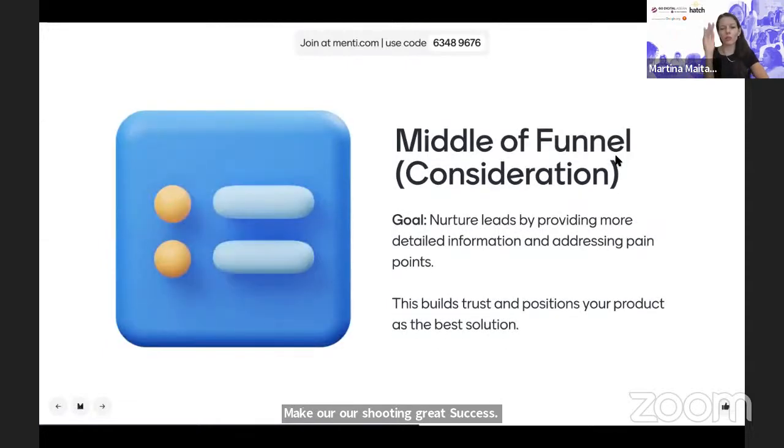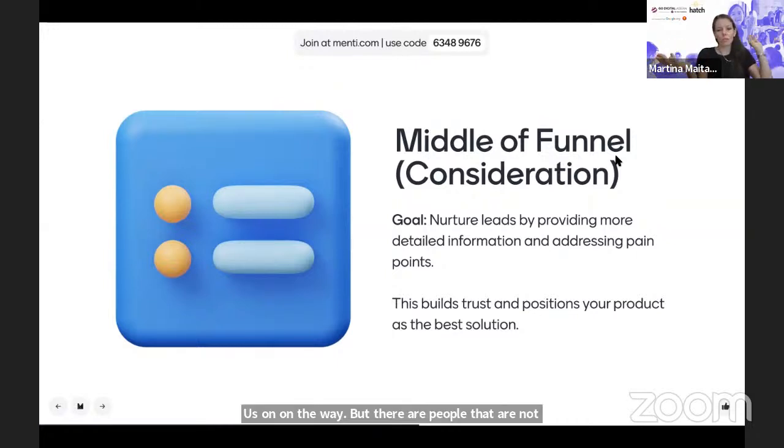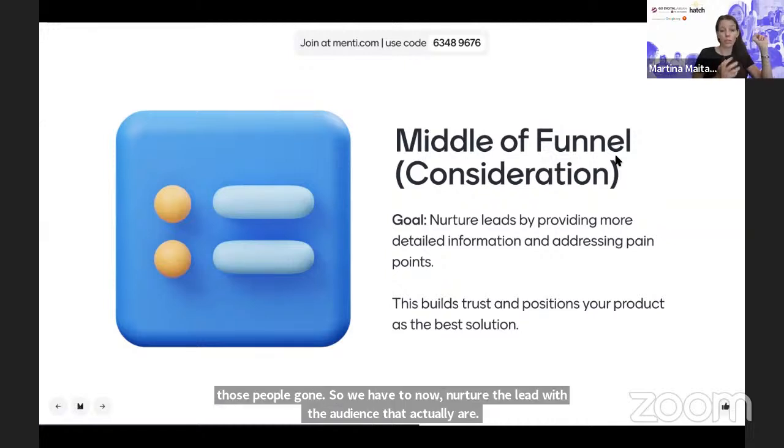If we then move into the second layer, the middle part of the funnel, it means that we might have lost some people on the way. There are people that are not interested in a pre-wedding shooting. Maybe they wanted something like a family one, or maybe they wanted more of an object, like a still life or something like that. So those people are gone. Now we have to nurture the leads with the audience that is actually considering purchasing that product.